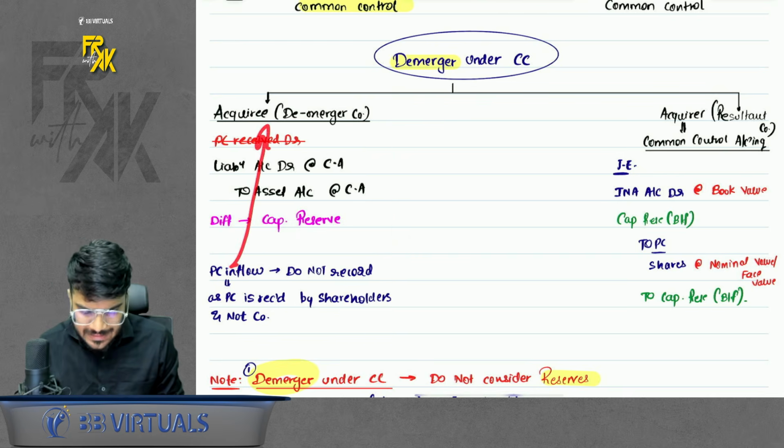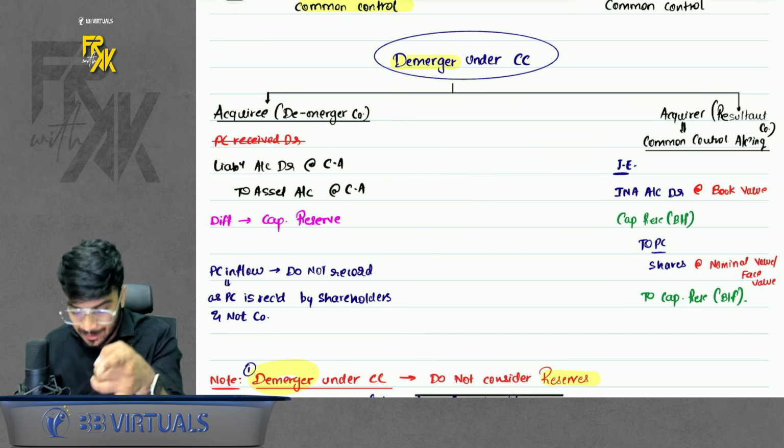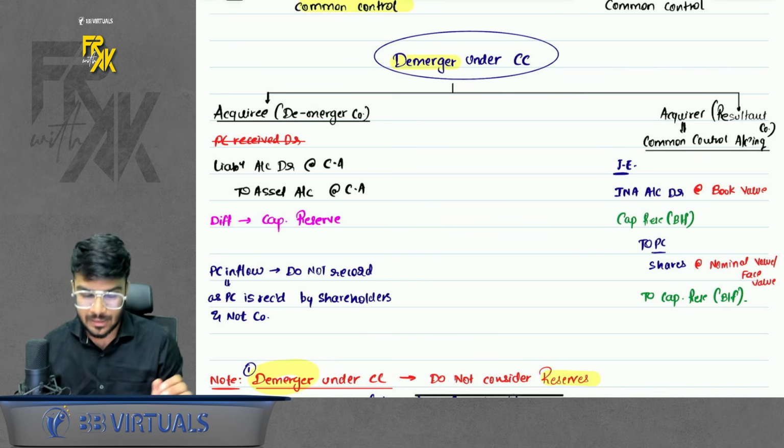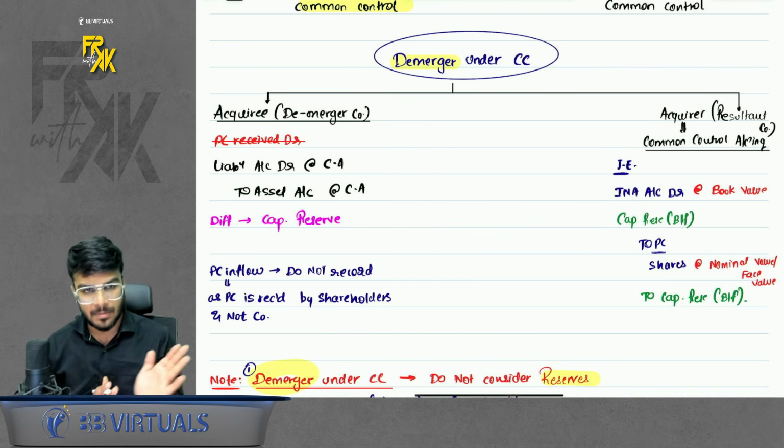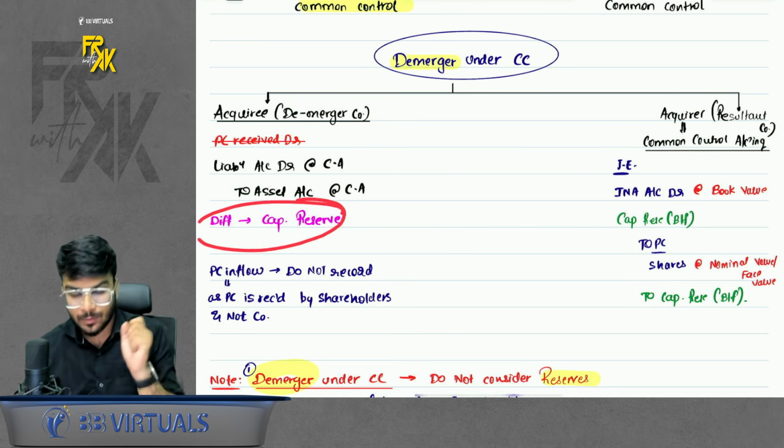Why, sir? They are receiving the PC now. PC is not being received by the demerged company. It is being received by the shareholders of the demerged company. So it will not record the inflow of PC. Do remember this much. So liabilities go outside, assets go out at carrying amount, and the difference will be transferred to capital reserve.